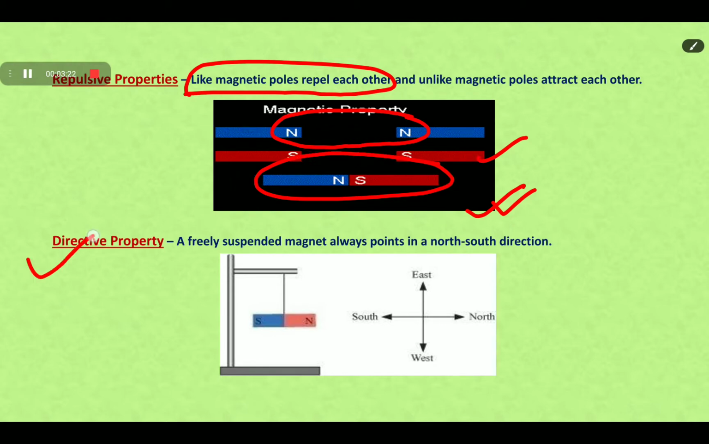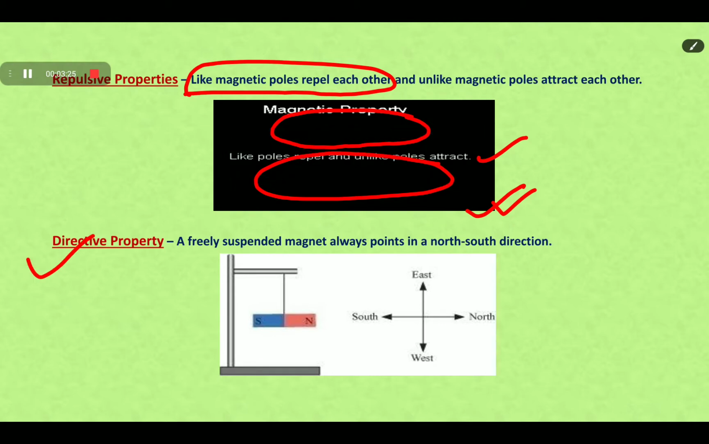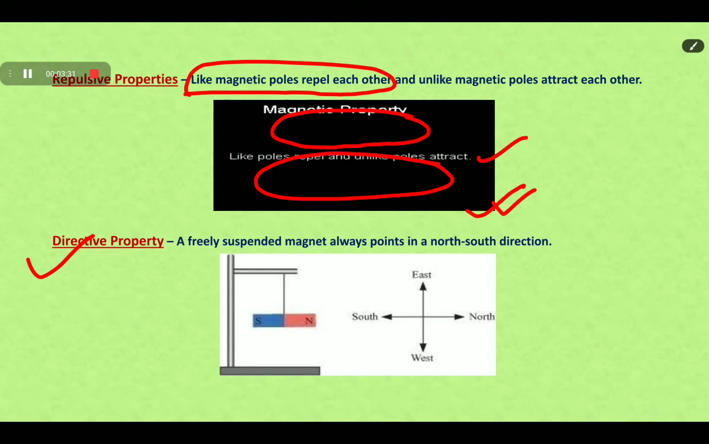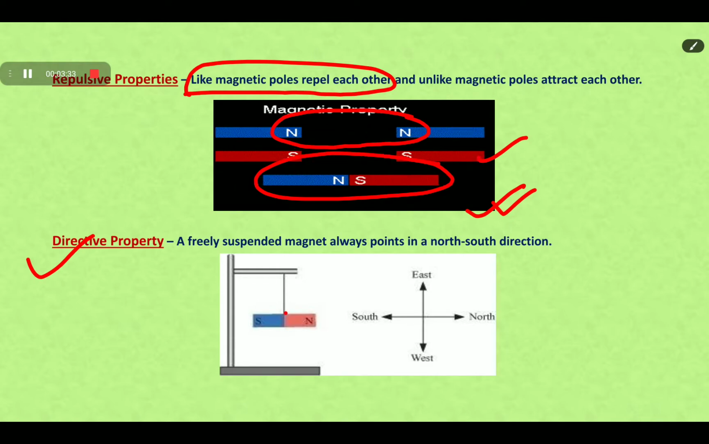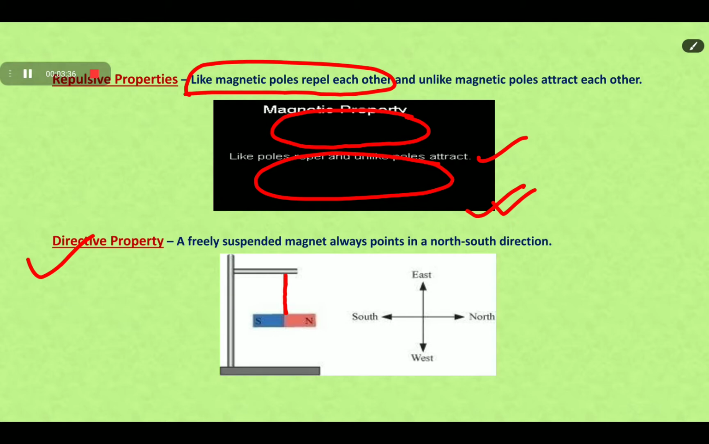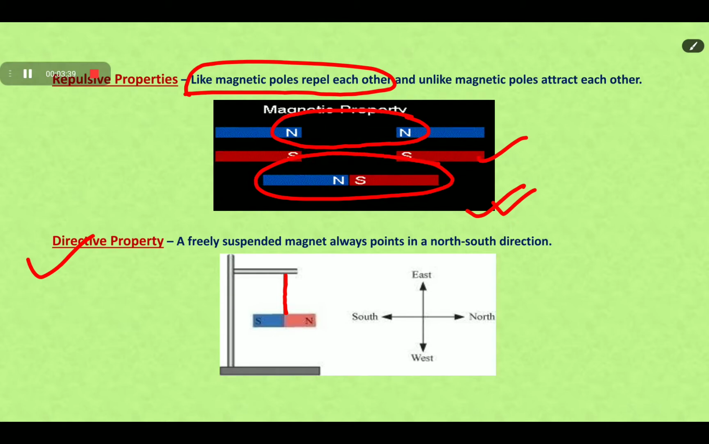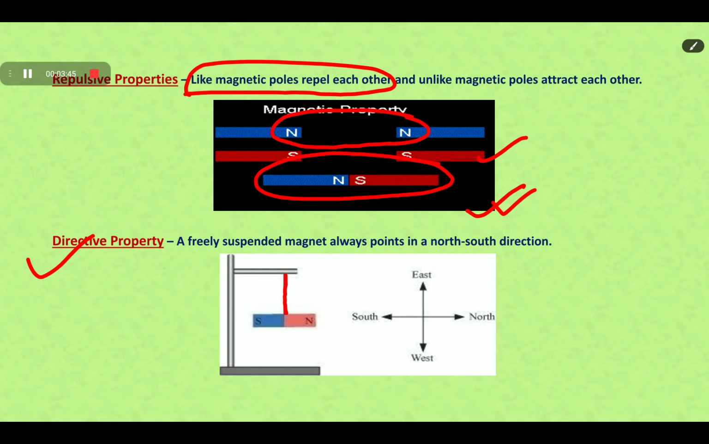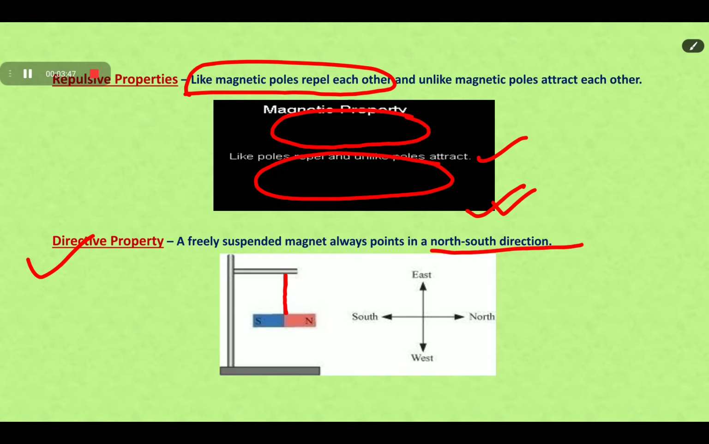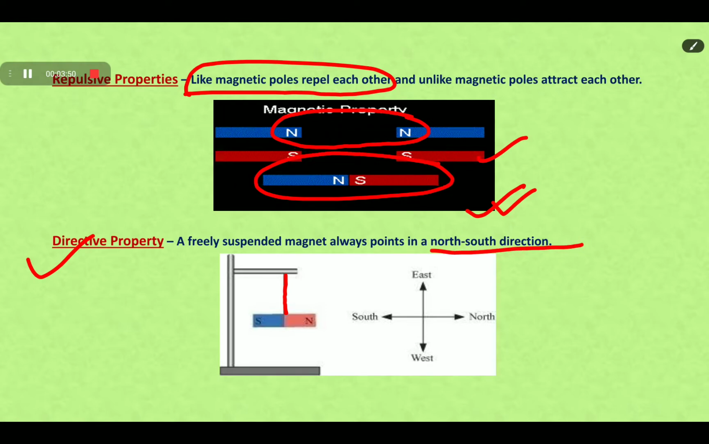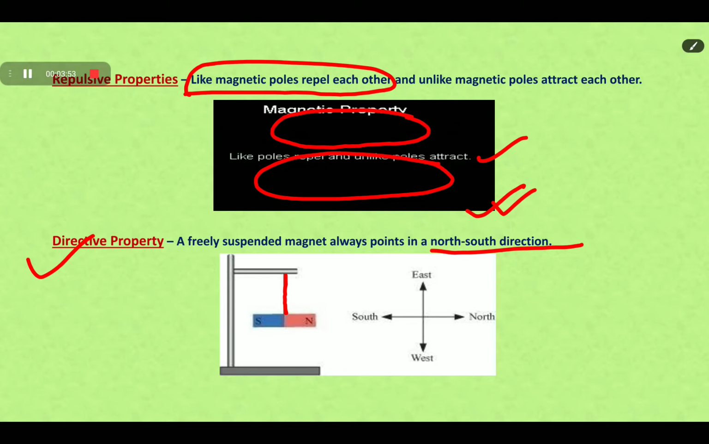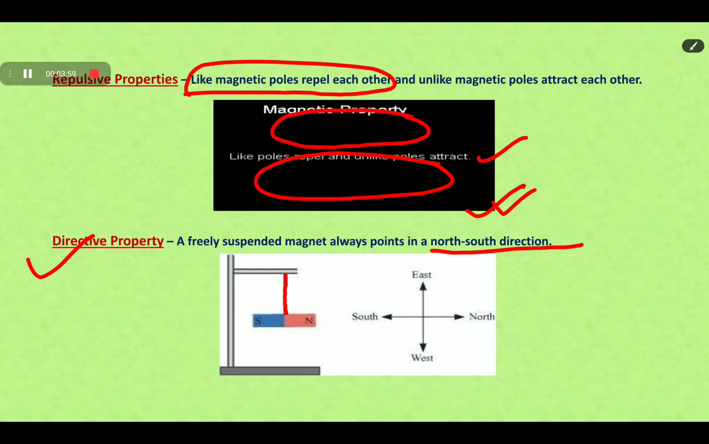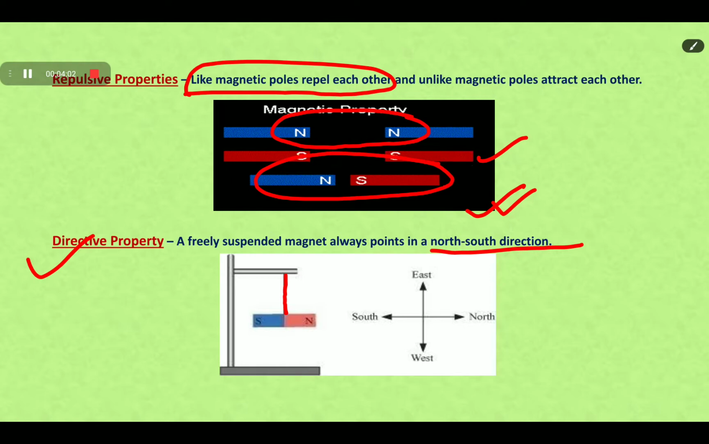Here the third is the directive property. In this case, if we tie a bar magnet with a thread and hang it freely, then we observe that the bar magnet always aligns itself in the north-south direction. So, according to its directive property, the bar magnet is used to find the direction at any place. So, these are the three important properties of the magnet.